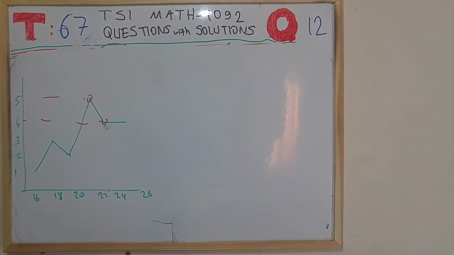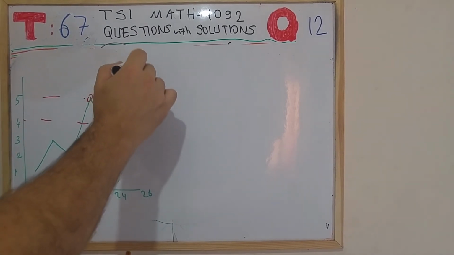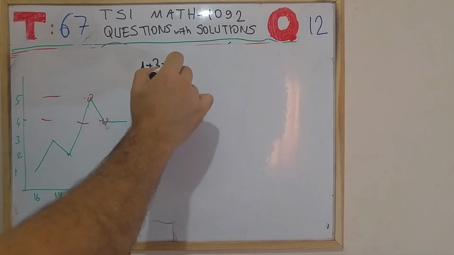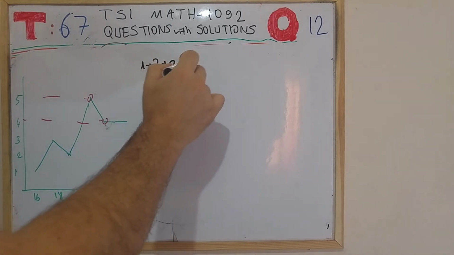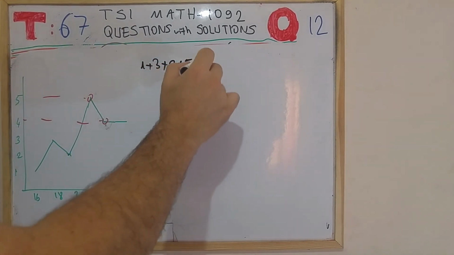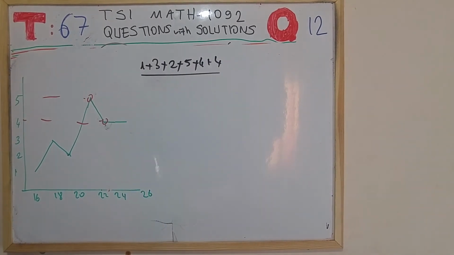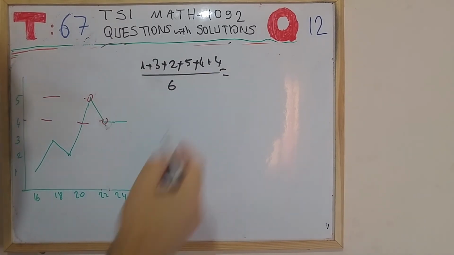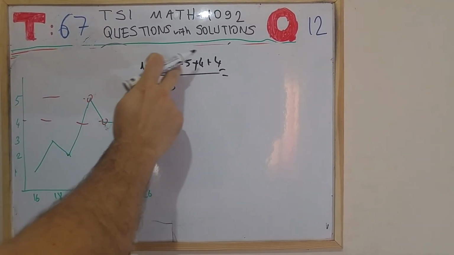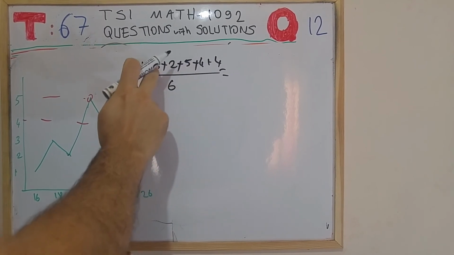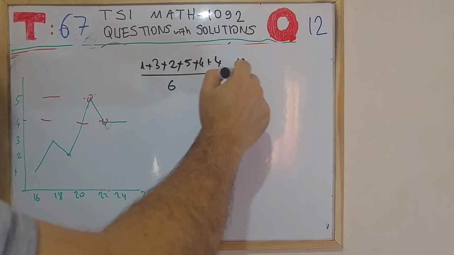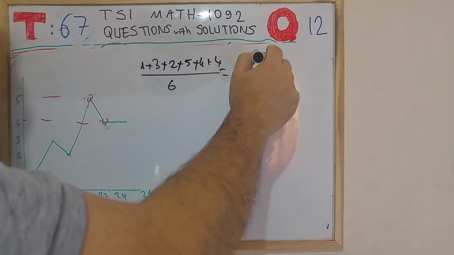The average daily internet usage for all age groups. Here I have 1 plus I have 3 plus I have 2 plus I have 5, then I have 4, and I have another 4. And how many age groups do I have? 1, 2, 3, 4, 5, 6. So I divide this by 6. And this is equal to what I have here is 7, 10, 11, 15, 19 over 6, which is equal to something like 3.16.